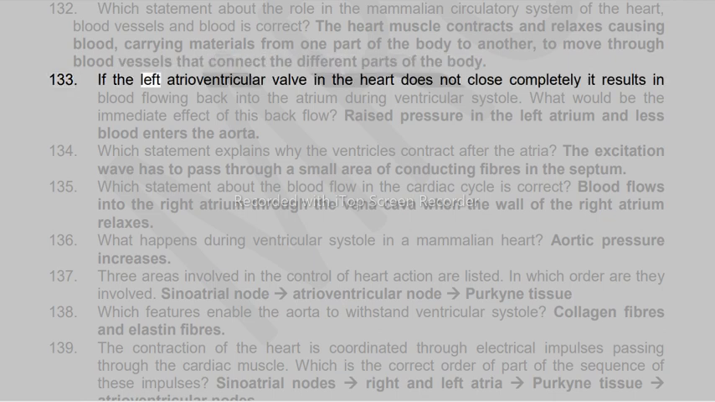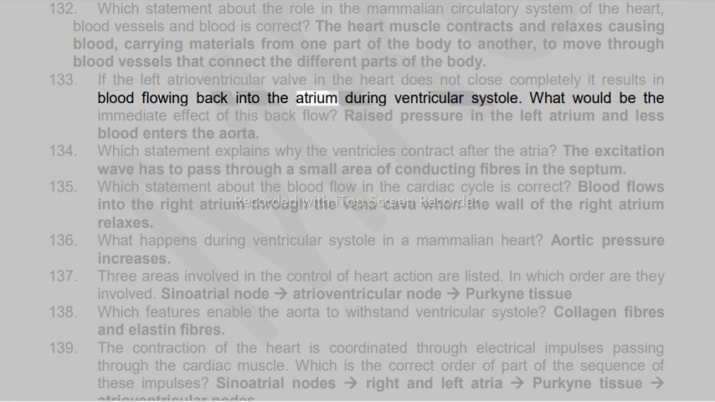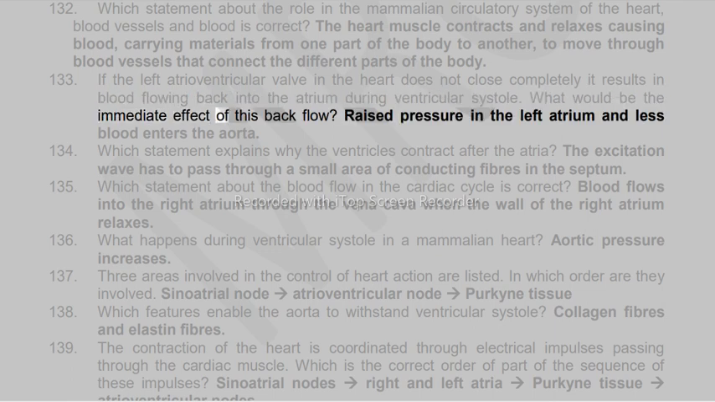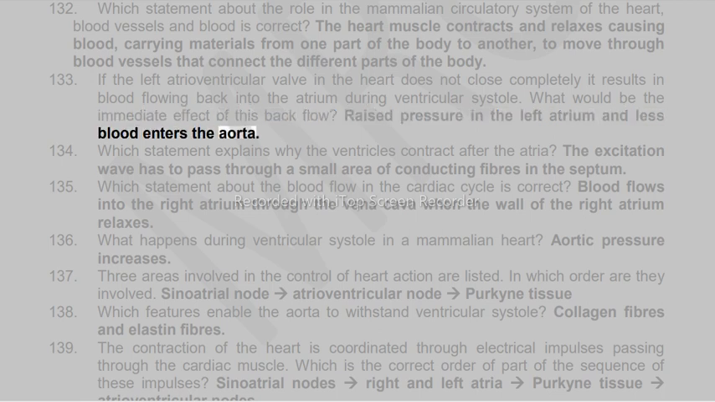133. If the left atrioventricular valve in the heart does not close completely, it results in blood flowing back into the atrium during ventricular systole. What would be the immediate effect of this backflow? Raised pressure in the left atrium and less blood enters the aorta.